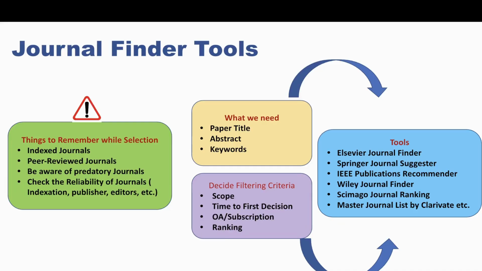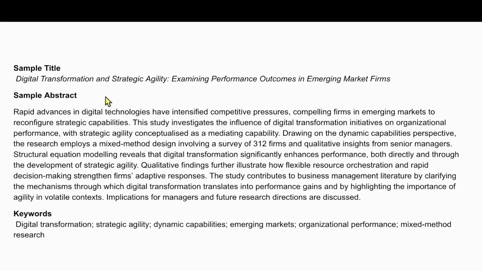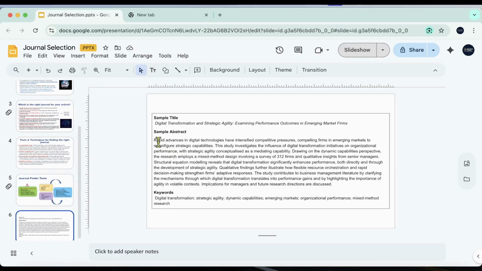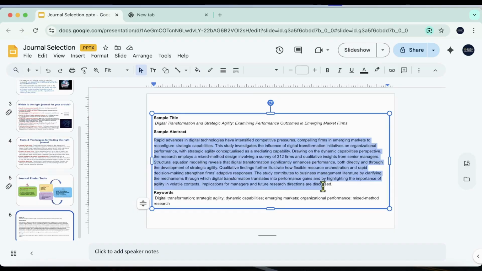Then come the tools, which we are going to do hands-on today. So let's quickly go on Google and check that. But before that, let's remember that we'll need a sample title. I have taken a sample title, a sample abstract and keywords for this, because we are going to use the journal finder tools hands-on. So let's check how it functions. Let me quickly copy this abstract for you, so that we can see how these tools work.